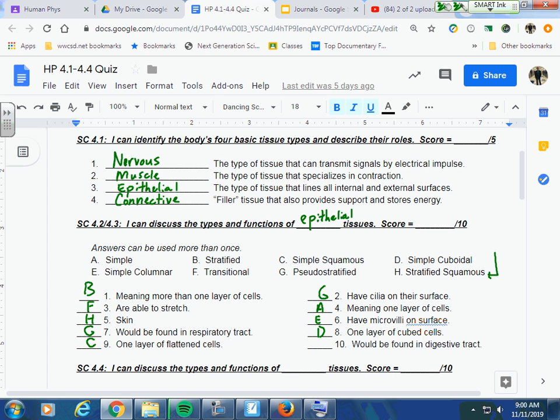And would be found in the digestive tract. Again, the microvilli, they help with absorption. So that's good in the digestive tract. Talking about absorption, so that would be E as well. All right, so those are your answers to 4.2 and 4.3. These, so success criteria 4.1, 4.2, 4.3, 4.4 are optional, but there's going to be some new ones added that I'll talk about in a second. Okay, everybody good with that?